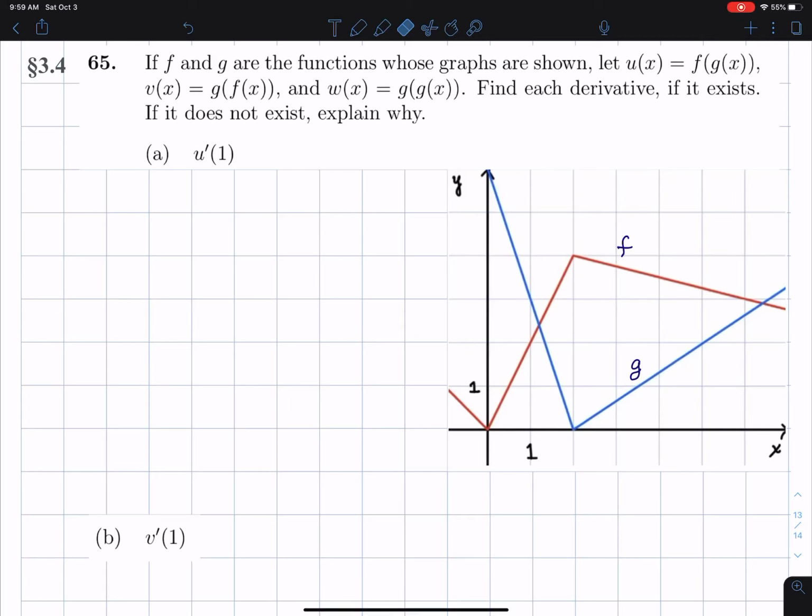All right, in this problem, we're given a graph of f and g, and we can see that both f and g are piecewise linear. So in pieces, they're linear. And we're going to find the derivative of functions which are compositions of f and g. So u is equal to the function f composed with the function g. And when I take the derivative, I'm going to use the chain rule.